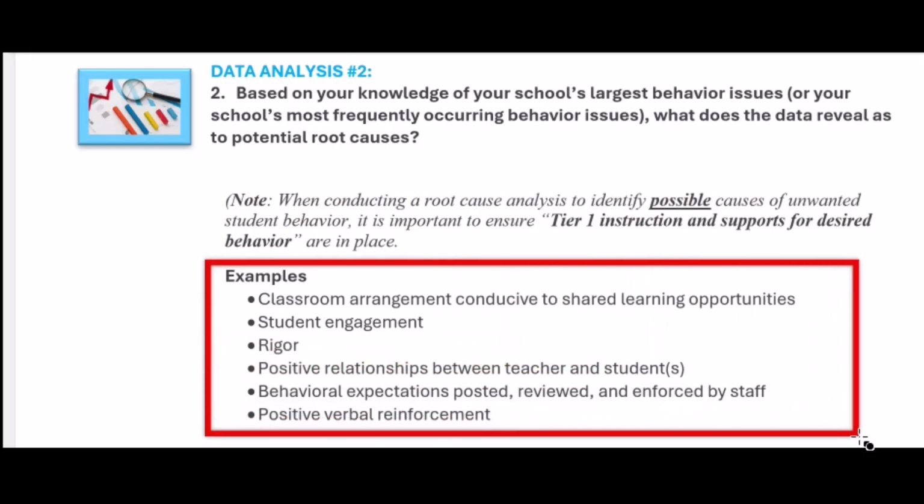Here are some excellent examples of Tier 1 instruction and supports for desired student behavior. Classroom arrangement conducive to shared learning opportunities, student engagement, rigor, positive relationships between teacher and students, behavioral expectations posted, reviewed, and enforced by staff, positive verbal reinforcement.